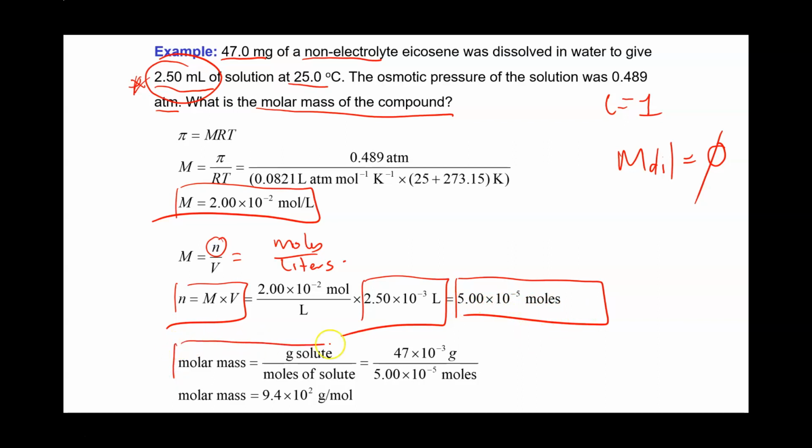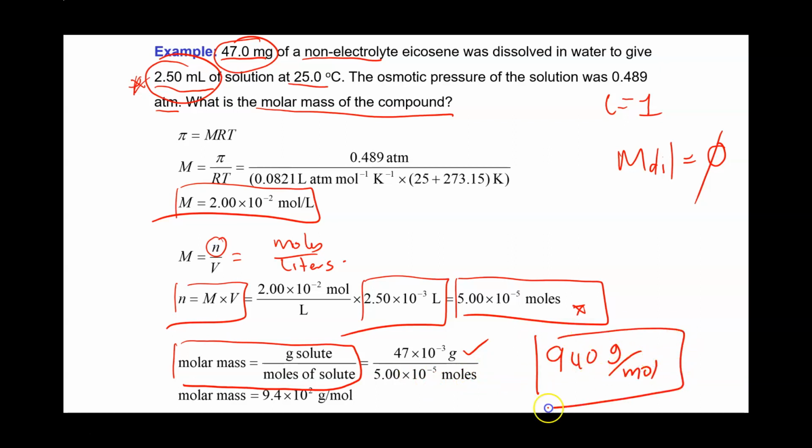Once more, the molar mass is just computed by taking the grams of solute and dividing by the moles of solute. We were told that we had 47 milligrams, or 47 times 10 to the minus 3 grams, and we've just computed that we had 5 times 10 to the minus 5 moles. Putting that into my calculator, I ended up getting 940 grams per mole. Now I just kind of invented this, so don't worry about that. They both have the same name.